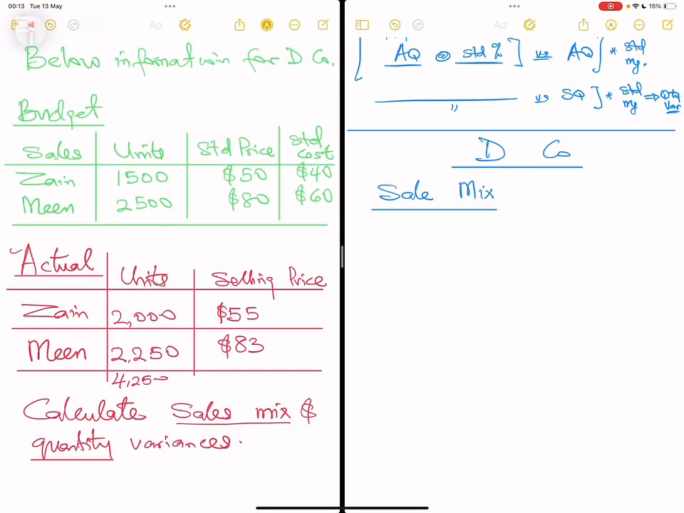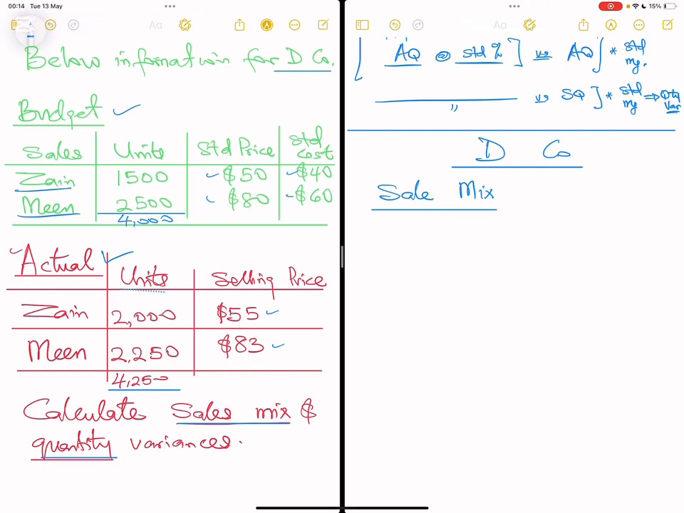So let's look at this question. Very good question. So they've given us the budget information and they've given us the actual. Yeah, the total units we plan to sell is about 4,000, and eventually we sold 4,250. Take your time to look at the question. We have the actual selling price, we have the standard selling price and the standard cost for each product. There are two products involved here, Zen and Mean. Remember, two products at the minimum for you to be talking about mix variances. All right, so that's what they want us to calculate: sales mix and quantity variance.